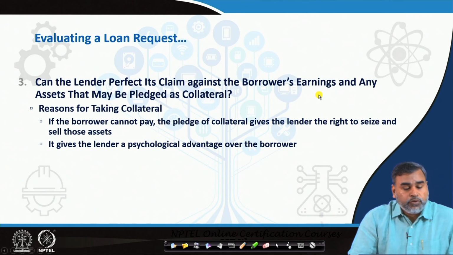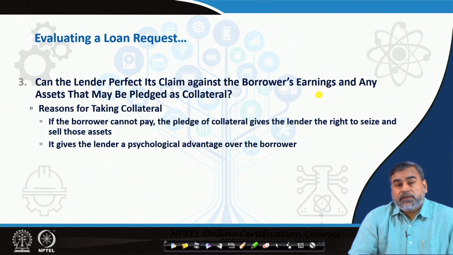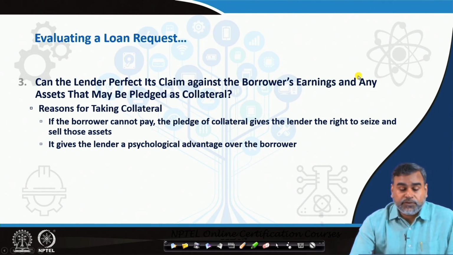Other things we also look at: can the lender perfect its claim against the borrower's earnings and any asset that may be placed as collateral? So, why are we taking a collateral? If the borrower cannot pay, the placement of the collateral gives the lender the right to seize and sell those assets. It gives the lender a psychological advantage over the borrower. If they do not repay, we will sell the asset and get the loan money back. Because of that, collaterals are given.